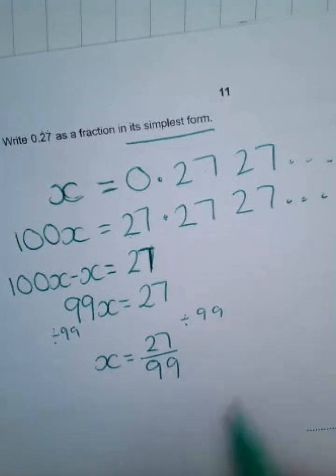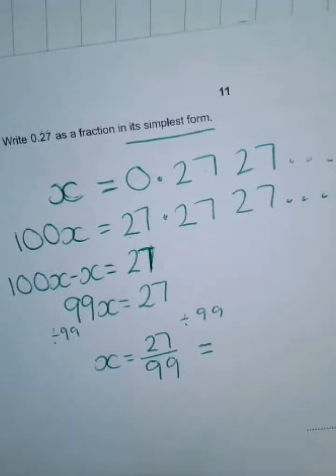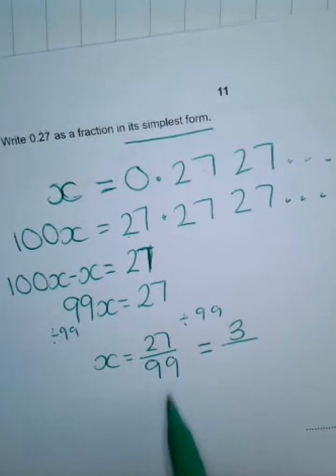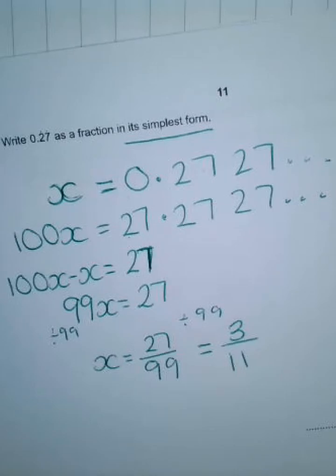Now I know both of these are in the 9 times tables. I might start with 3 if I don't spot it straight away, but both of these are in the 9 times tables. So 9 times 3 is 27, and 9 times 11 is 99. So it's 3/11ths. Okay, moving on to question 12, probability question.